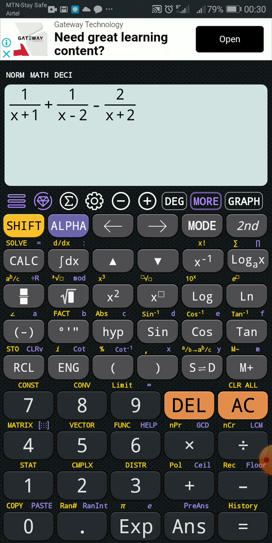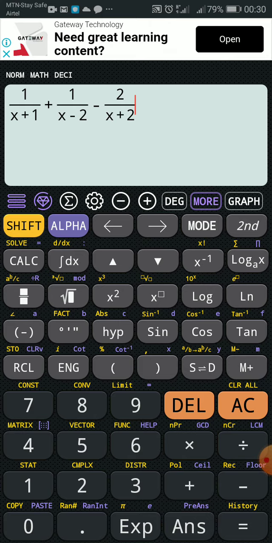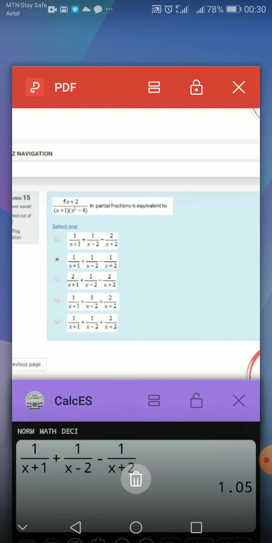Okay, let's try others. You move your cursor. Let's see the next one there. 1 over x plus 1 plus 1 over x minus 2. This one is minus 1 over x plus 2. So let's move this to be minus 1. So press equal to. You see it's giving me 1.05. That's not the answer. I'm just showing you.